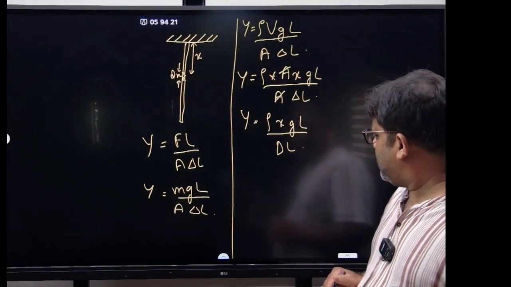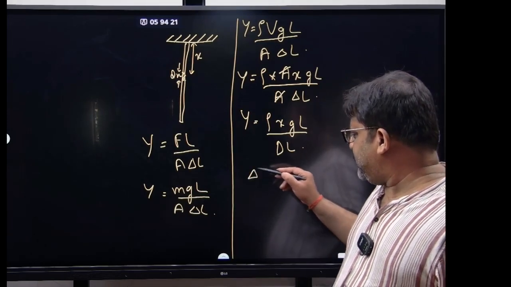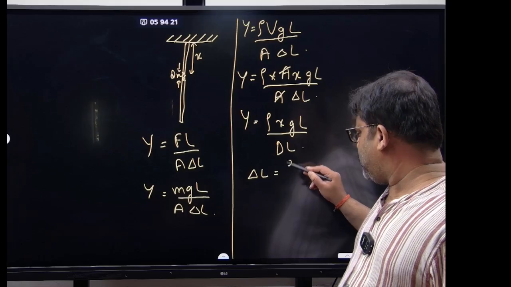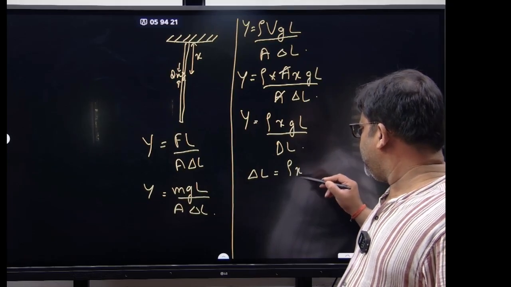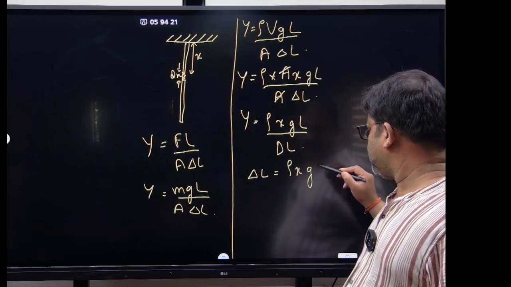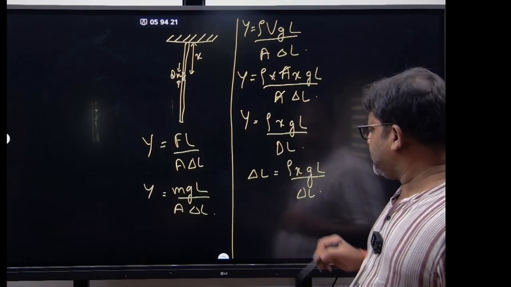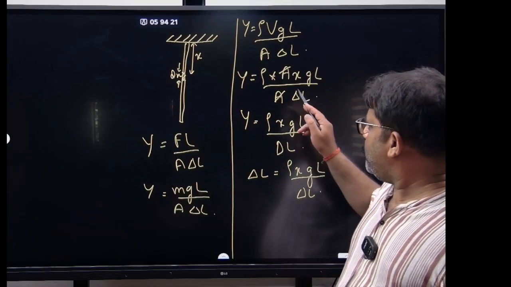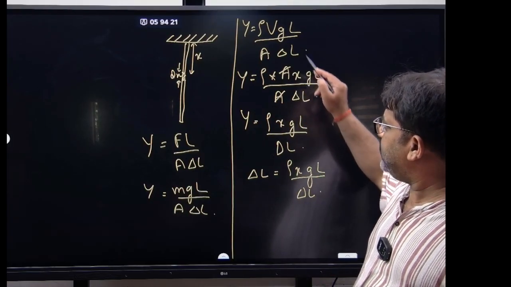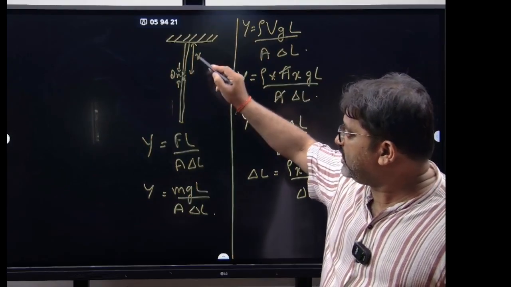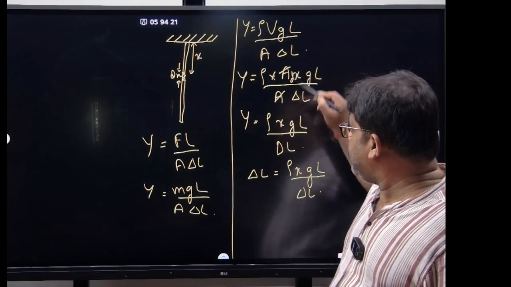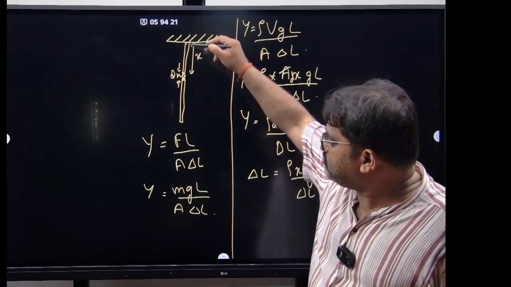Very good. Here we can take delta L. So delta L is equal to what now? It is rho x g L divided by Y. Okay. So when we are taking this particular position here, the volume will be, children, A into dx. Why dx? Because this is the area.